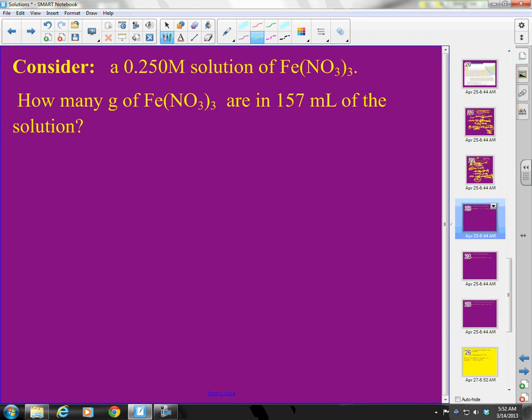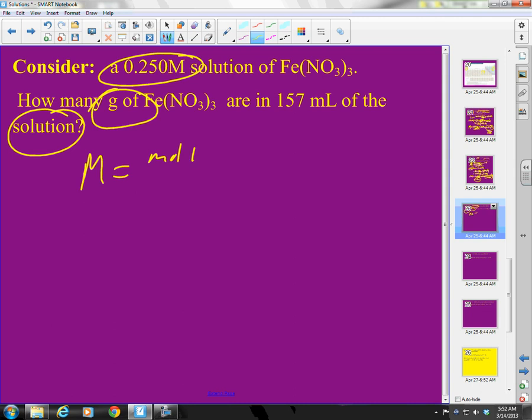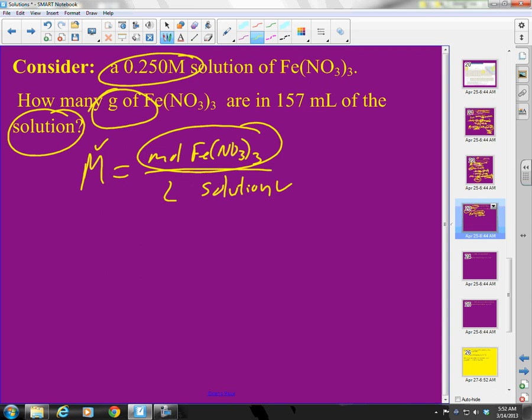Once again, same kind of idea. What am I seeking? I'm seeking grams of iron 3 nitrate. I'm given so much solution and molarity. I know that molarity equals the moles of my iron 3 nitrate over liters of solution. I'm given this, I'm given this. I can solve for moles. Once I get moles, I can get grams. Yes. So here we go.